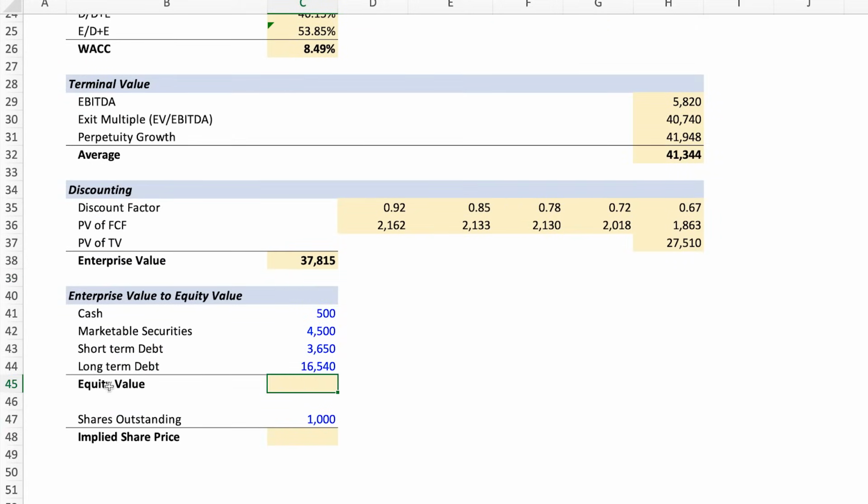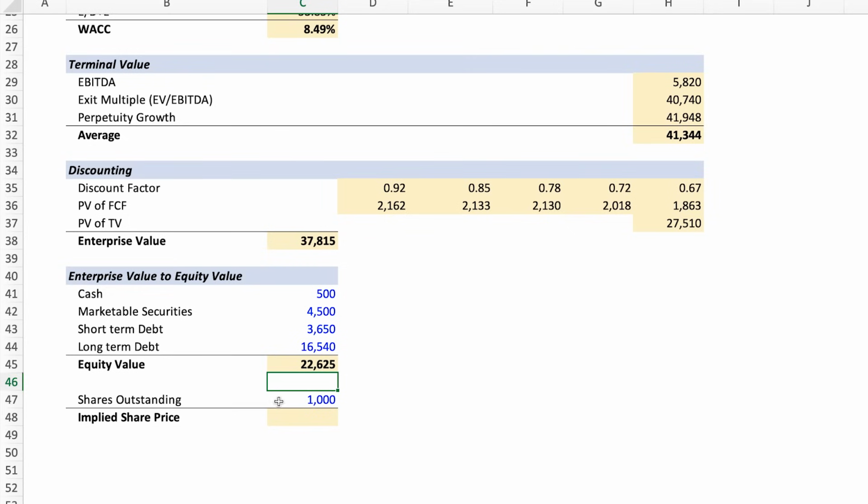And then we're gonna get to the equity value. So for this one, we need to find, it's the enterprise value. We gotta plus the cash and the marketable securities. So cash plus marketable securities minus the short-term debt minus the long-term debt. So that's the 22,000. We got 1,000 shares outstanding. So we're gonna divide these, and that should give you your share price. Hopefully you got the same number. If not, feel free to look over it again.